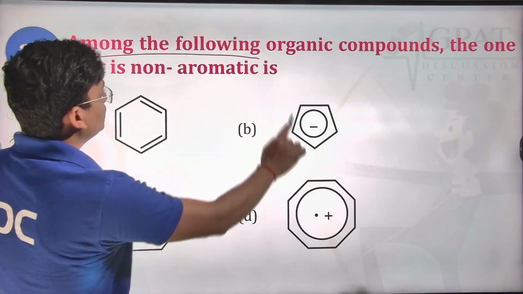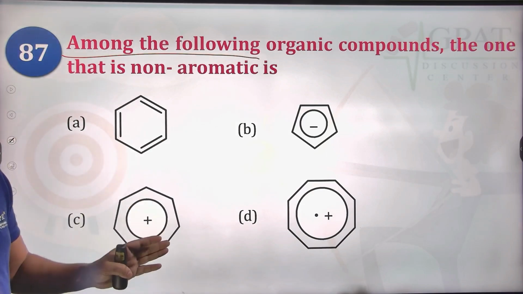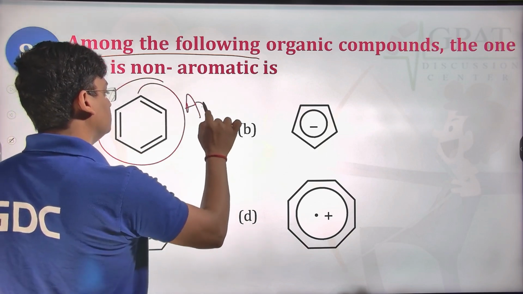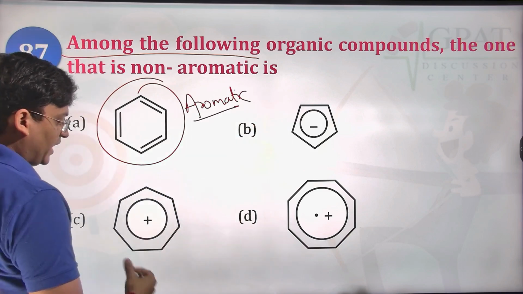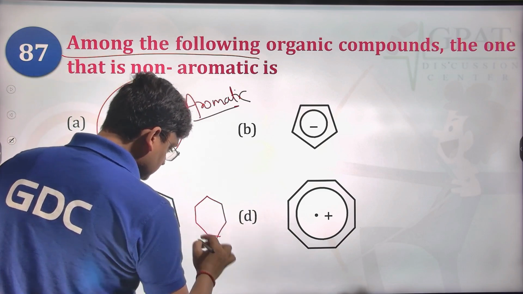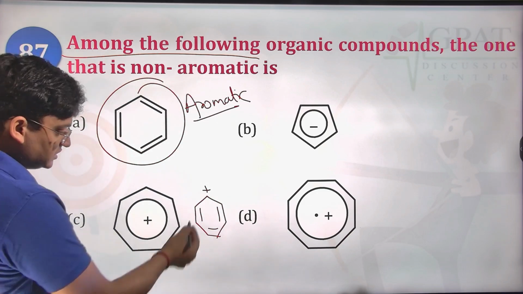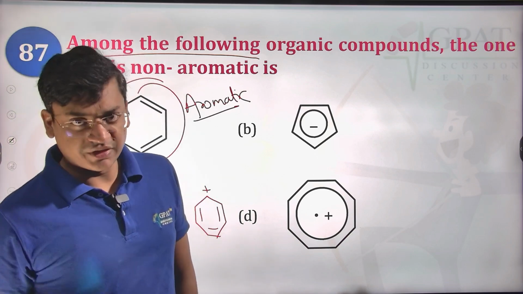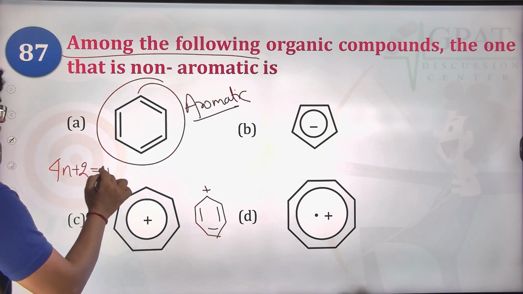Next question: among the following organic compounds, the one that is non-aromatic. We have benzene, that is an aromatic system, no doubt. We have tropylium, which has 3 pi bonds and a positive charge here. So this is our tropylium system, and for Huckel's rule also we have 4n plus 2. That is, we must have 4n plus 2 pi electrons in conjugation.